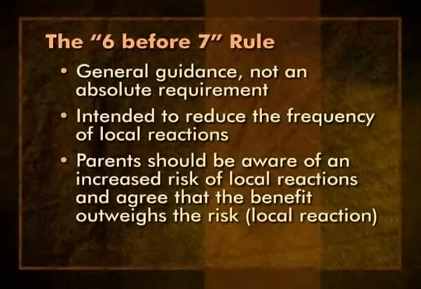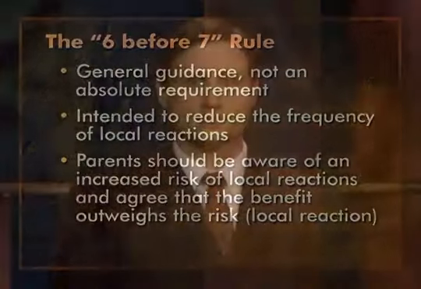The 6 before 7 rule is general guidance, not an absolute requirement. It is intended to reduce the frequency of local reactions, which occur more often with increasing doses of tetanus and diphtheria toxoid. If you get into a situation where a child may need more than 6 doses of DT-containing vaccine before age 7, you should be sure the parents are aware of an increased risk of local reactions with increasing doses and agree that the benefit of pertussis immunity outweighs the risk and discomfort of a local reaction.